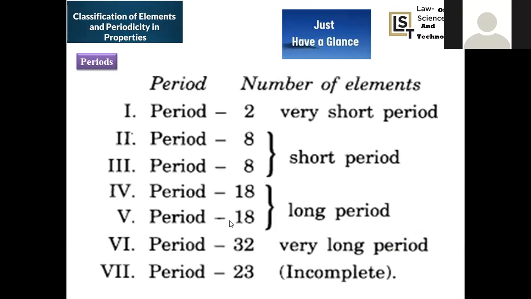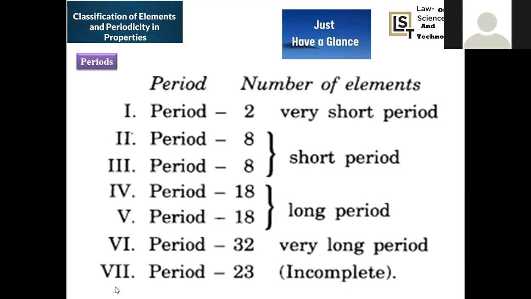So this is a general short-form glance at these periods. Period number 1 is associated with only 2 elements, a very short period in the entire periodic table. Period numbers 2 and 3 have an identical number of elements in those series, and these are said to be short periods. Period numbers 4 and 5 are each associated with 18 elements, so these are called long periods.